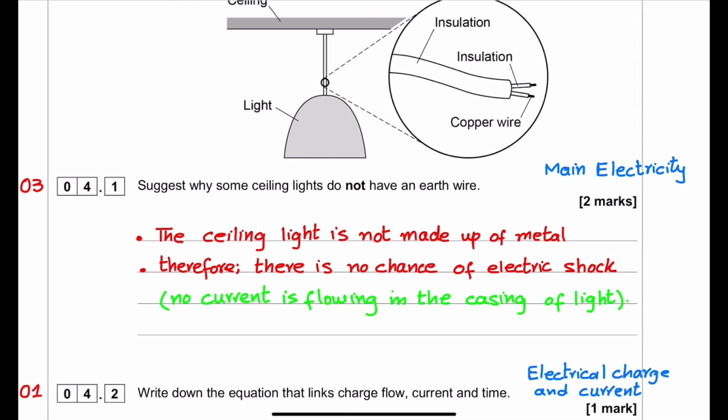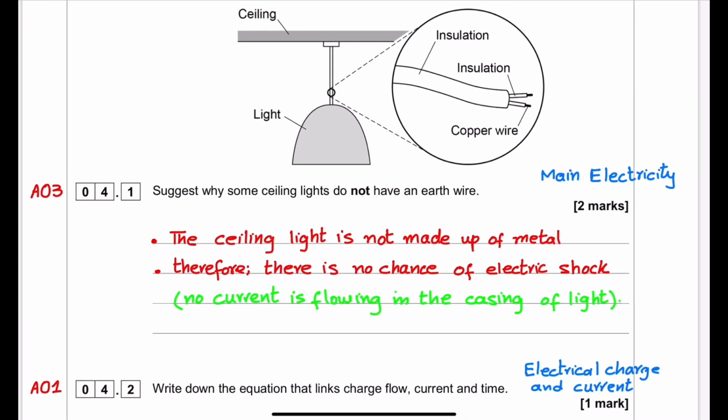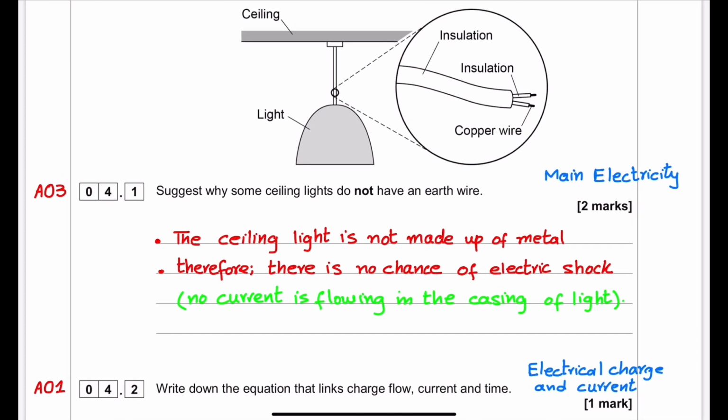Four point two is an AO1 question. Write down the equation that links charge, current, and the time. This question is from electric charge and the current. The student needs to write the formula which can relate the charge flow, current, and the time. The student must remember the formula.